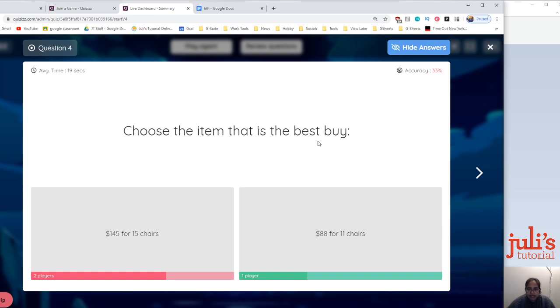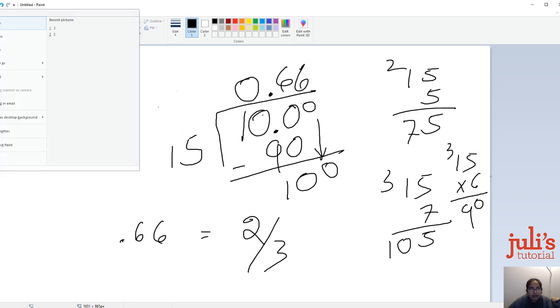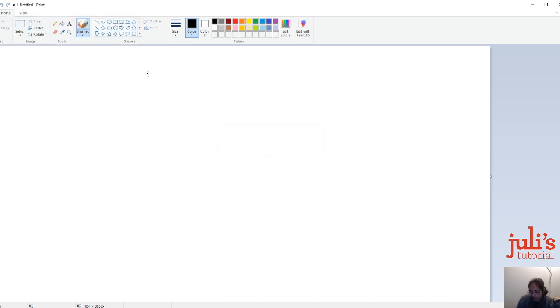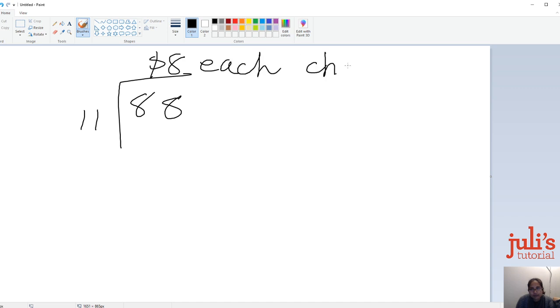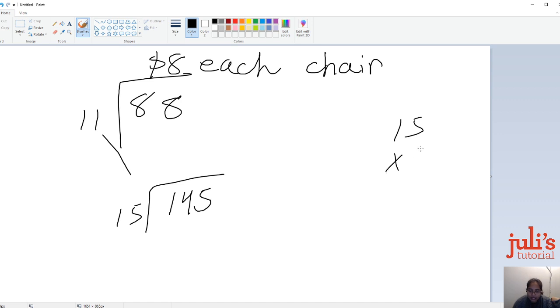Choose the item that is the best buy: $88 for 11 chairs or $145 for 15 chairs. You gotta find out how much each chair is. So if we have $88 for 11 chairs, each chair is $8. And the second option, $145 for 15. How many times is 15 into 145? So let's see, 15 times 7, we got 105.